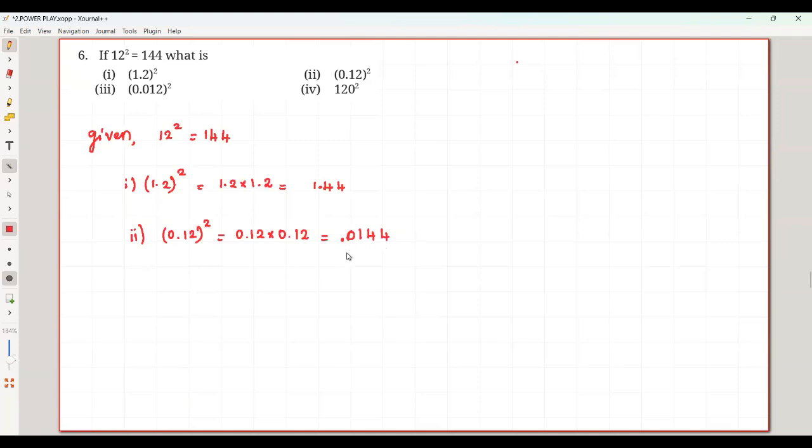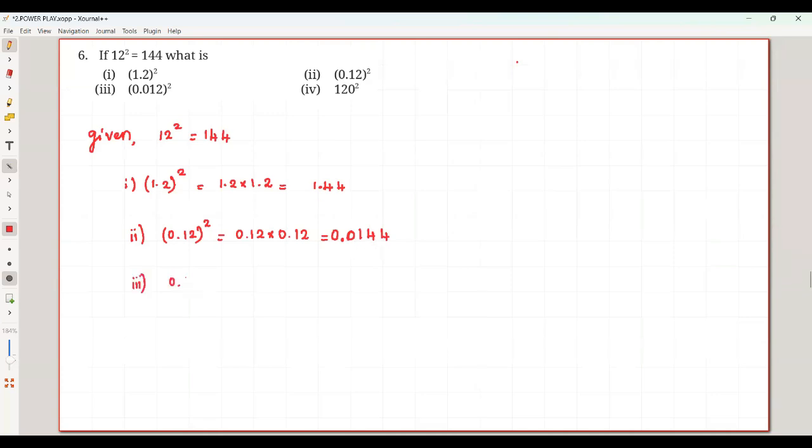So this is not a standard form. We cannot read this. In the standard way, how will you write? You have to read this number as 0.0144. That is the standard form. Okay, now this is the answer.